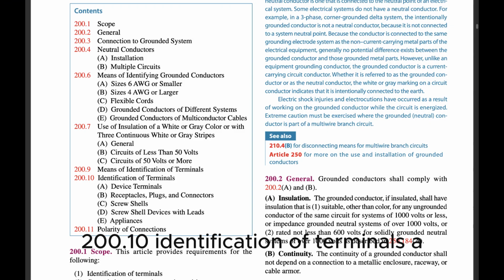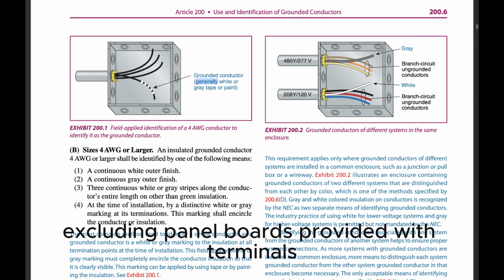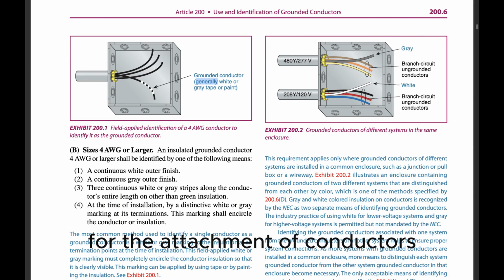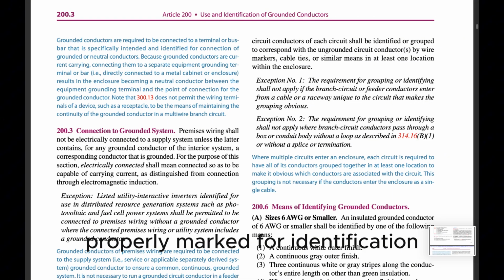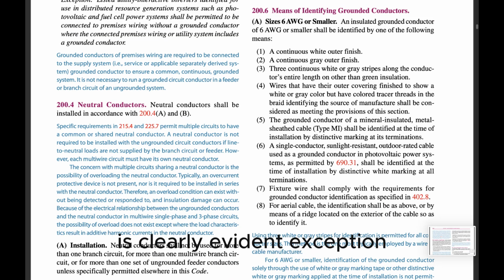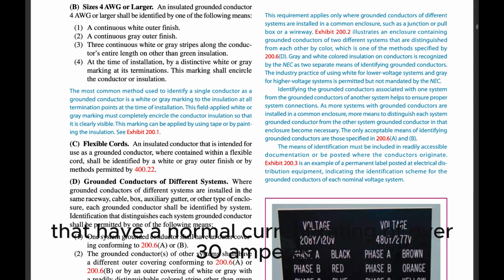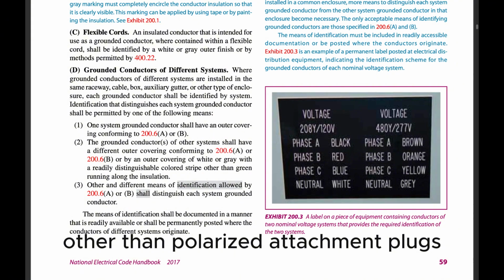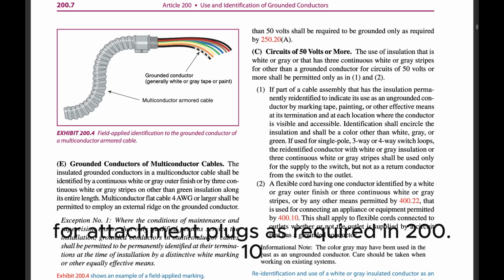200.10 Identification of terminals. A. Device terminals. All devices, excluding panelboards, provided with terminals for the attachment of conductors and intended for connection to more than one side of the circuit shall have terminals properly marked for identification, unless the electrical connection of the terminal intended to be connected to the grounded conductor is clearly evident. Exception: terminal identification shall not be required for devices that have a normal current rating of over 30 amperes, other than polarized attachment plugs and polarized receptacles for attachment plugs as required in 200.10 B.